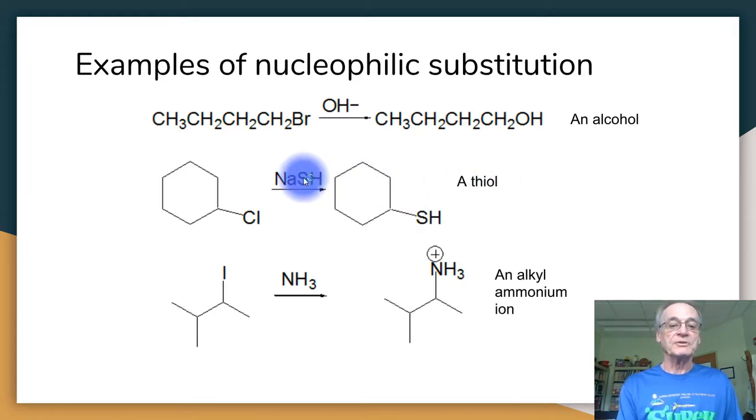So here's the bottom line. SH- can react with alkyl halides to give you thiols. Here's another example. This time it's an iodide. This was a chloride, this was a bromide, but this one is an iodide.